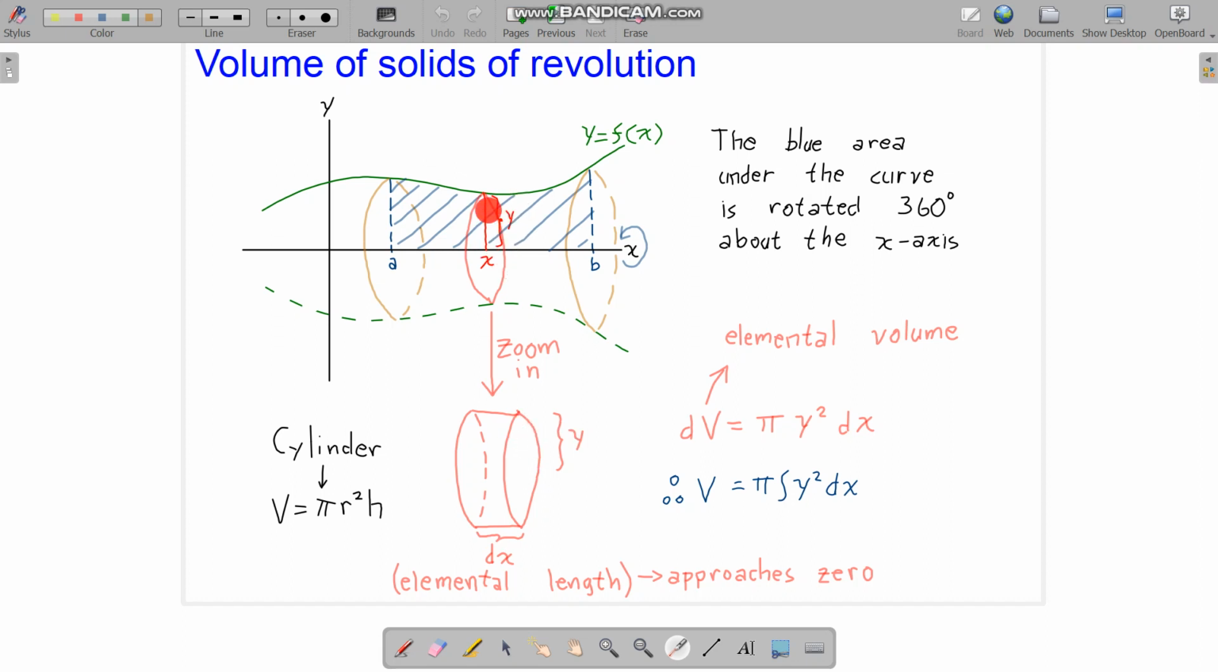The radius of the cylinder depends on the position of x. If x is here, the radius is y. If x is over here, the y is bigger. So if we integrate both sides, we get the volume, which is the integral of everything on the right. Pi is a constant, so we can move it out: pi integral y squared dx. Right, that's it. I'll see you again next time.